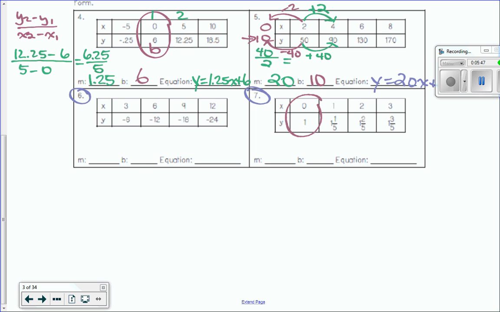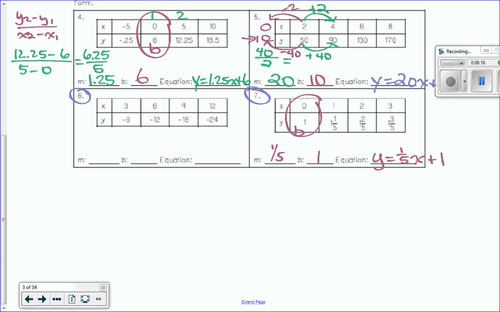Good, that's where x equals 0. And your slope is what? 1/5. Okay, so y equals 1/5 x plus 1. Very good. Is it equal to 1/5? Yeah. Okay. All right, number 6.